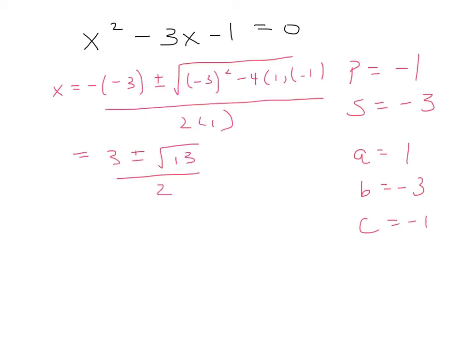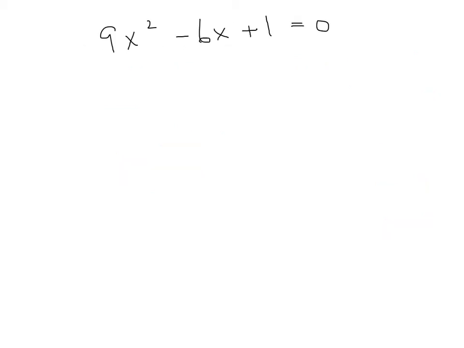Now, if you've had an opportunity to substitute in the formula, this is what it should look like. And then your final answer should be 3 plus or minus root 13 over 2. Okay, next example. 9x squared minus 6x plus 1 is equal to 0.